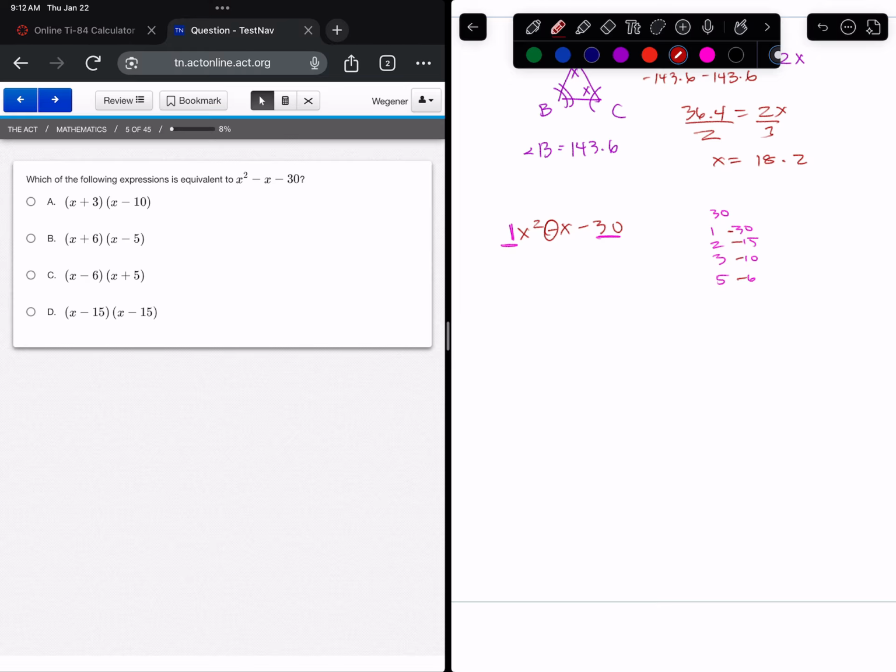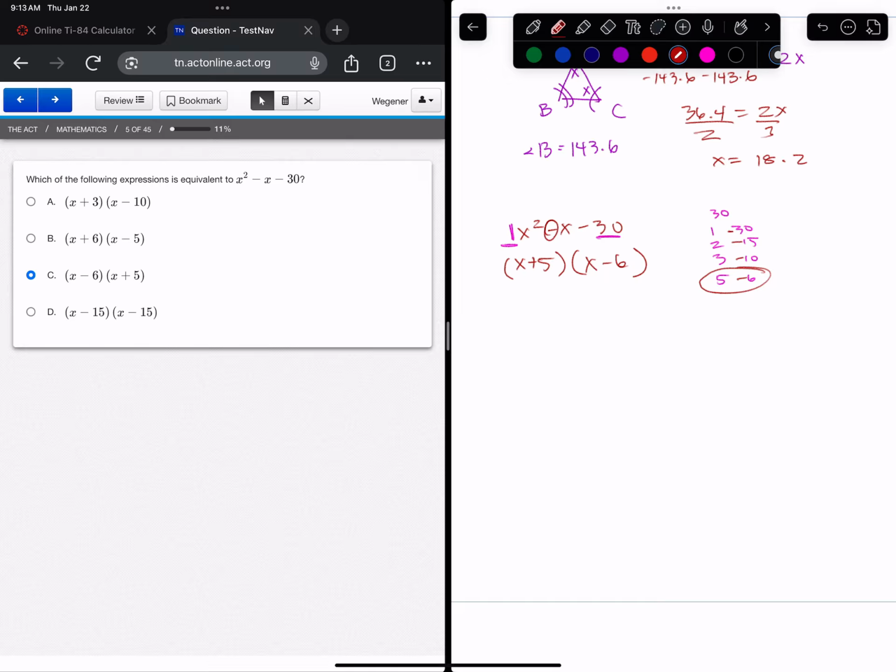And which two numbers add up to -1? Well, it'd be 5 and -6. So we have x plus 5 and x minus 6. Okay, so the answer, I believe, would be, let's see, I think it should be C.